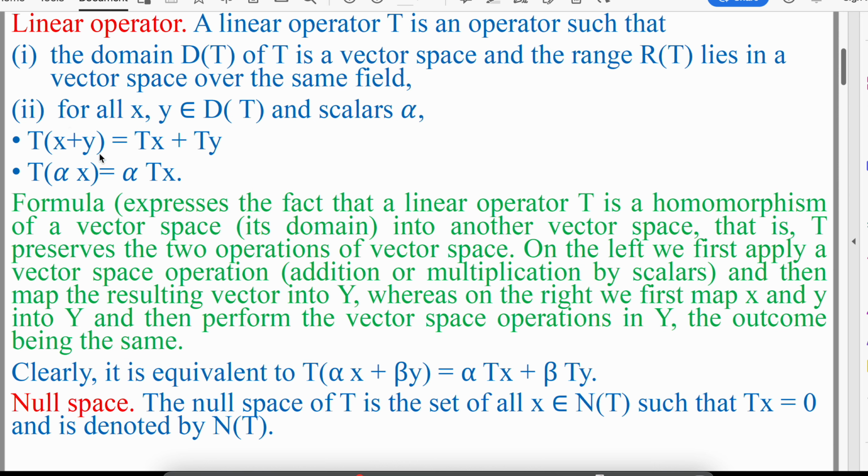x and y are elements of the domain of T, Tx and Ty are elements of the range of T, and T of alpha x is equal to alpha times T of x. So this formula expresses the fact that the linear operator T is a homomorphism of a vector space into another vector space. It means T preserves the two operations of vector space, addition and scalar multiplication.